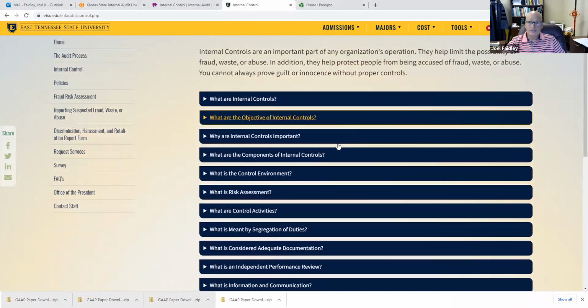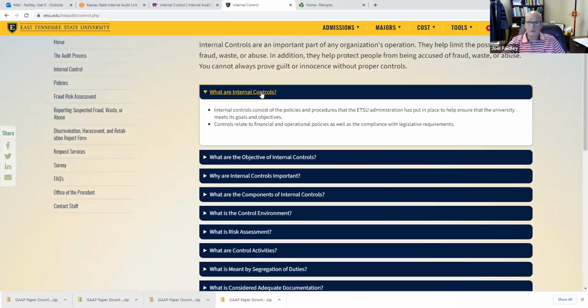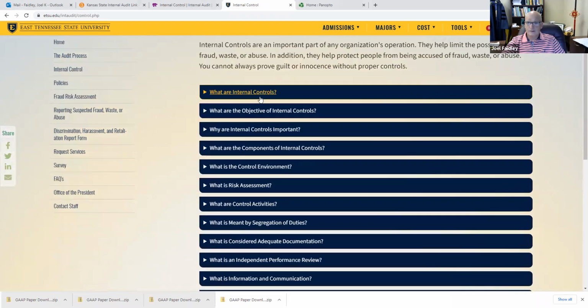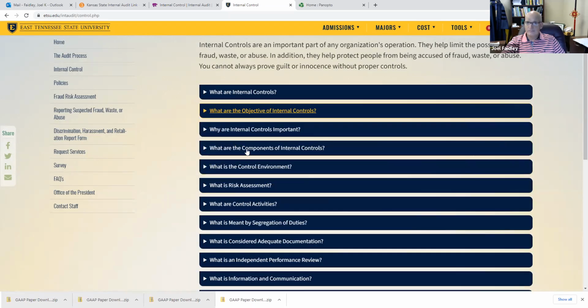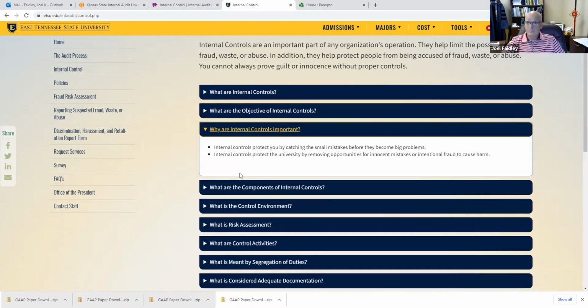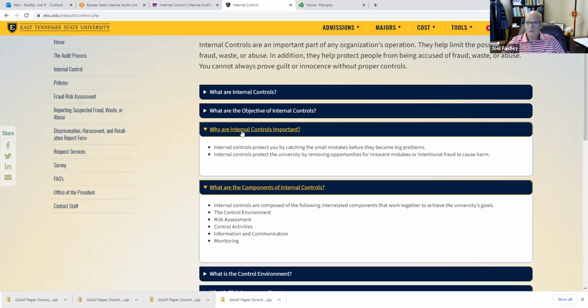You give a lot of definitions there. What are internal controls? What are the objectives? Safeguarding assets, operational efficiency, right? It's not just about catching stuff. Compliance with applicable laws and regulations, accuracy and reliability of financial reporting. Why are they important? What are the components?